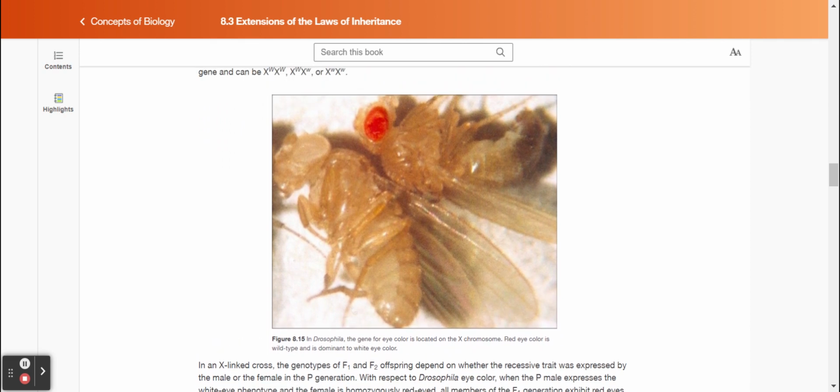Figure 8.15. In Drosophila, the gene for eye color is located on the X chromosome. Red eye color is wild type and is dominant to white eye color.